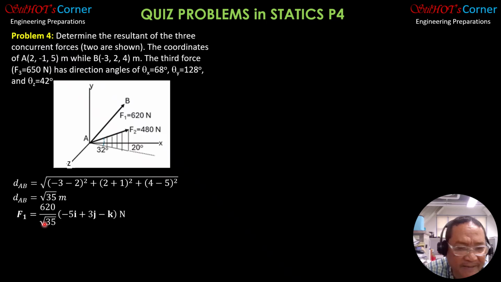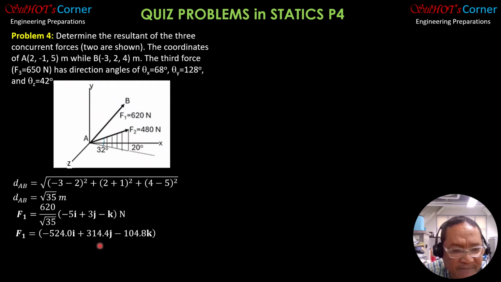So simplifying, distributing using your calculator, F1 in vector form is equal to -524.0i plus 314.4j minus 104.8k. Now for F2, this is given the angle that F2 makes with the y-axis, that is theta y, is 90 degrees minus 32, so it is 58 degrees.